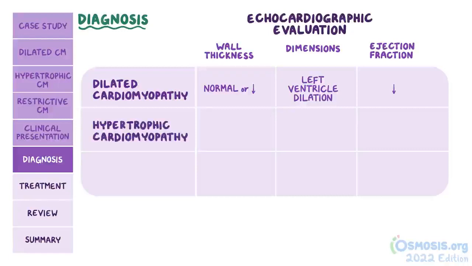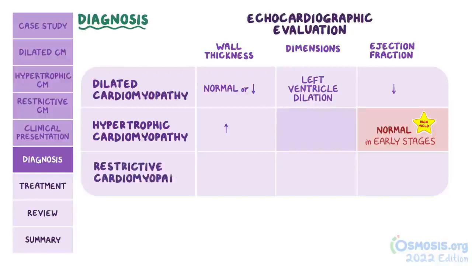Hypertrophic cardiomyopathy is characterized by increased ventricular wall thickness and a normal ejection fraction in the early stages of the disease, since systole is not impaired. Finally, in restrictive cardiomyopathy, the heart's shape and dimensions tend to be normal, but generally there's a normal ejection fraction. So on the exam, don't exclude a myocardial disease based on a normal ejection fraction.